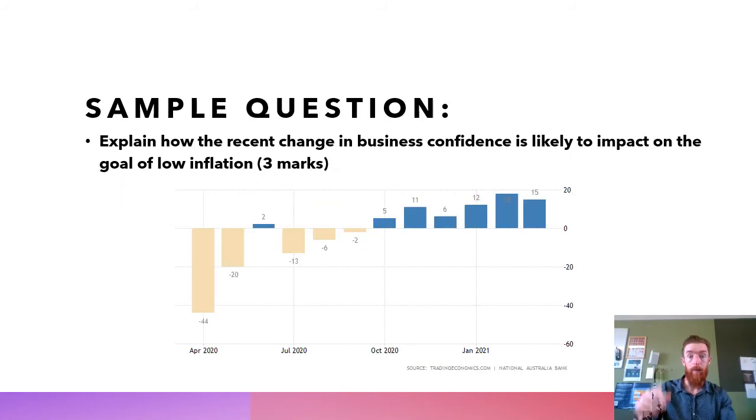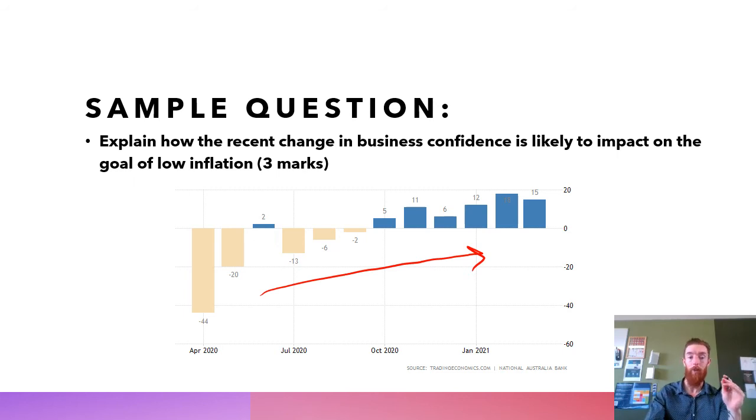So then we get into our last question, which is all about the recent change in business confidence and how that's likely to impact the goal of low inflation. So if you look at it here, we've got our chart from Trading Economics of the business confidence rate, which is a survey done by the NAB, which basically rates how much businesses are willing to invest and expand in the near future, how they feel about their overall business. In this case, you can see that over the last year, business confidence has been increasing as we've recovered from the pandemic.